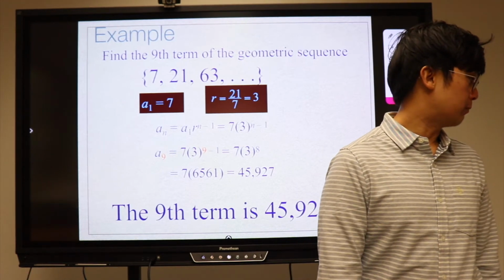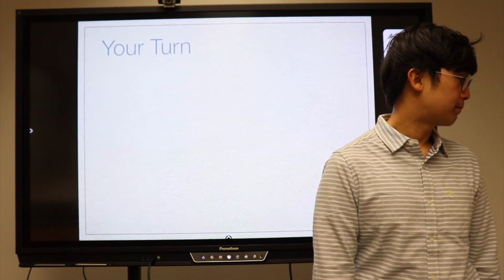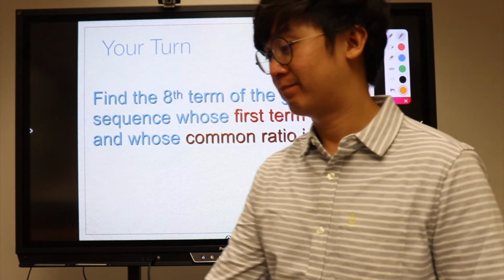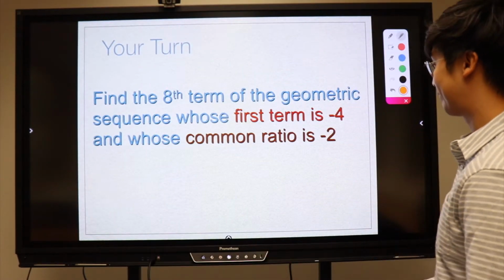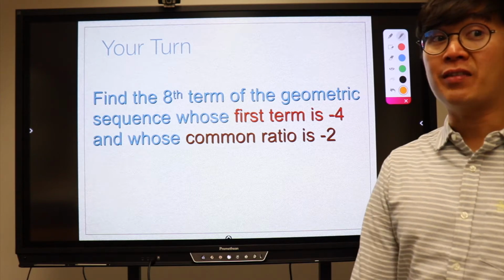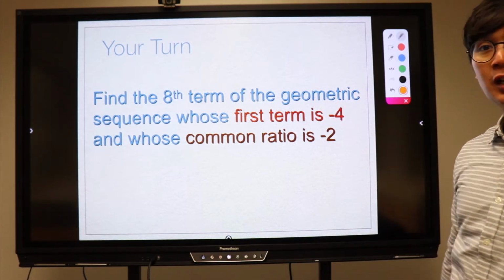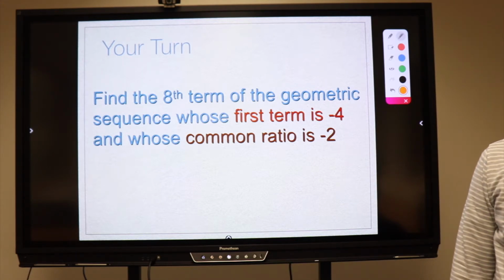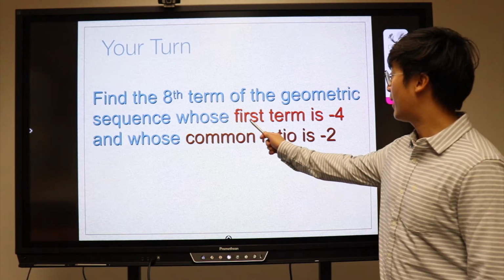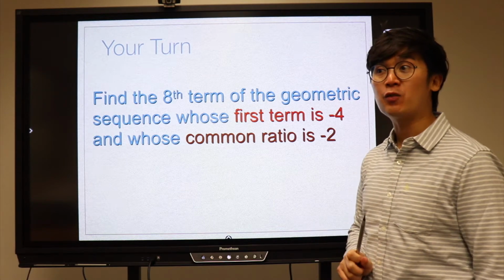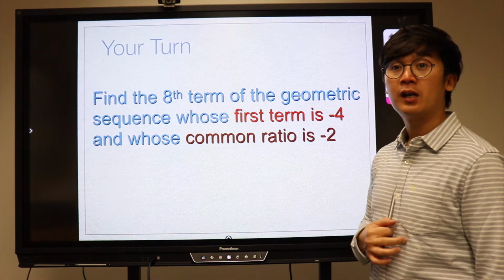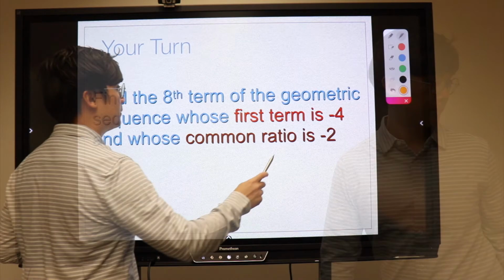Now, on your own, can you find the 8th term? This time you don't need to find the common ratio because the common ratio is given. So what is the 8th term of this geometric sequence, when your problem is giving you the clues and not the sequence? Okay, so let's solve it.